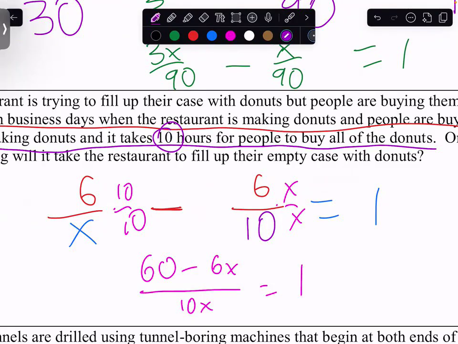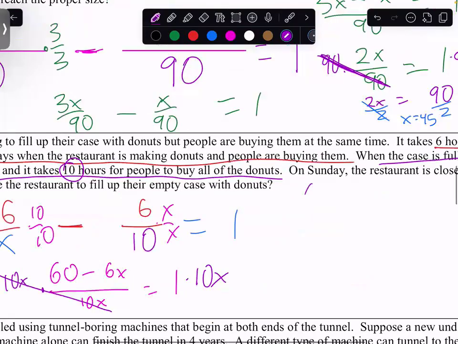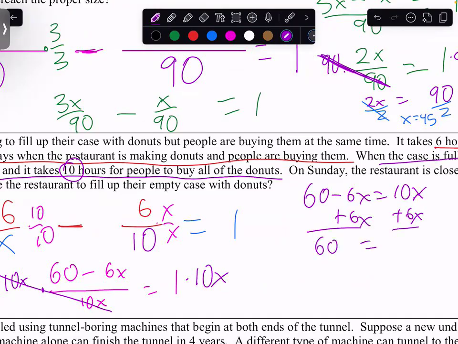Okay, then from here, we can multiply both sides of the equation by 10x. Again, not 10x over 10x, because you're not doing it to one side only, you're doing it to both sides. So 60 minus 6x equals 10x. Add 6x to both sides. And then divide both sides by 16.